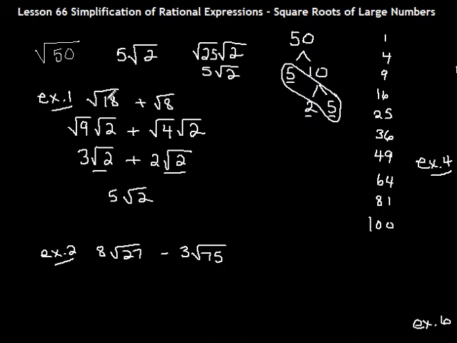So these aren't too bad. It's just doing 2 problems like we did in the previous lesson, and if they're the same, we can add them together. If we would have had 3 square root of 2 plus 2 square root of 3, we could not have added those together. Let's try another one.